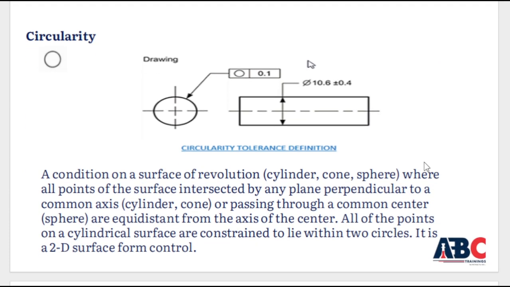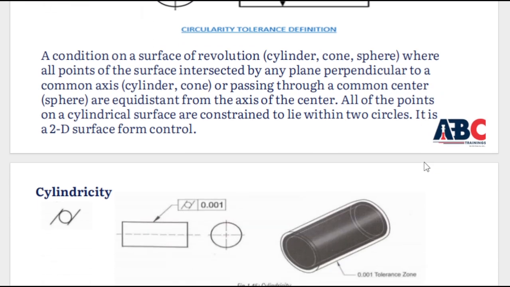Circularity. A condition on a surface of revolution, cylinder, cone, or sphere, where all points of the surface intersected by any plane perpendicular to a common axis, cylinder or cone, or passing through a common center, sphere, are equidistant from the axis or center. All of the points on a cylindrical surface are constrained to lie within two circles. It is a 2D form control.